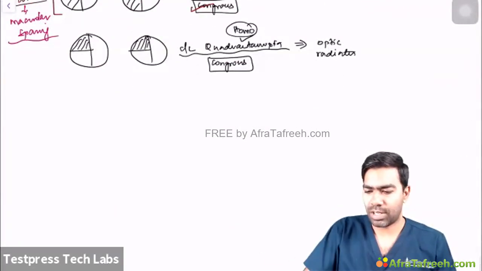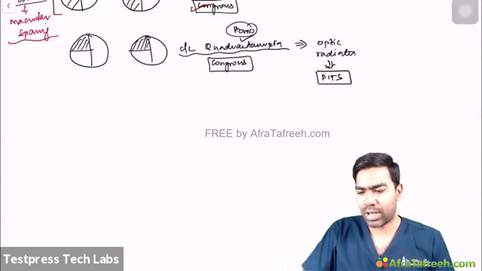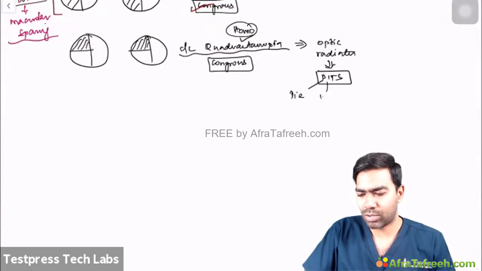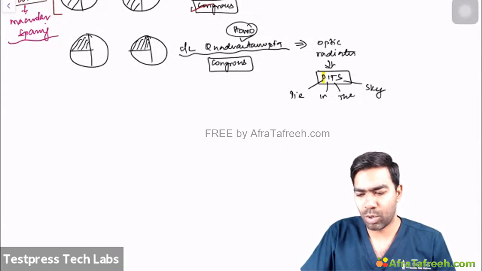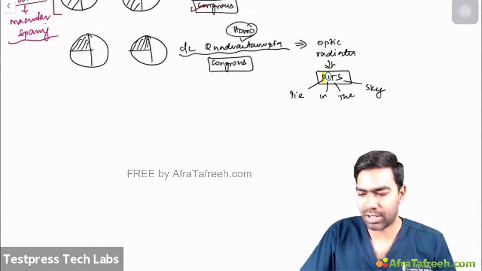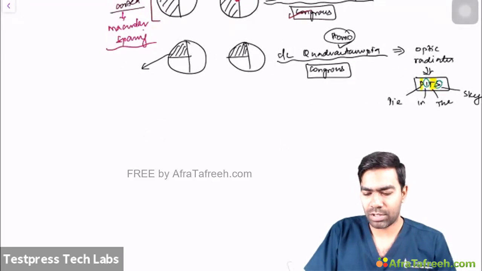Now, I have a mnemonic for that as well. For optic radiation lesions, the mnemonic is PITS, or you can remember it as pie in the sky also, but I used to remember it by the mnemonic PITS. What do you mean by PITS? Parietal lobe involvement means inferior vision loss, and temporal lobe involvement means superior vision loss, which means this kind of visual loss will go towards a temporal lobe involvement.